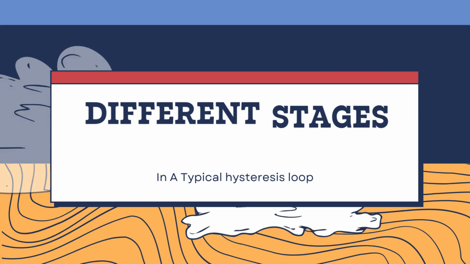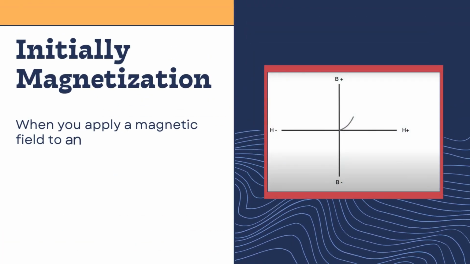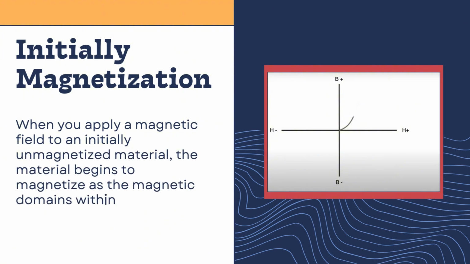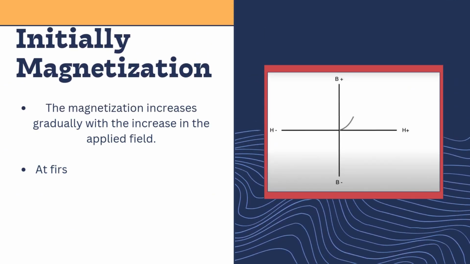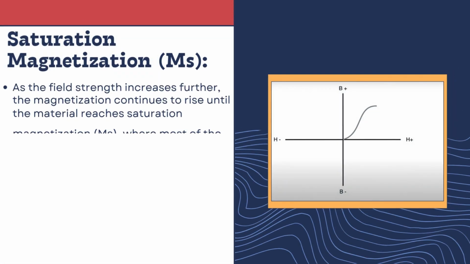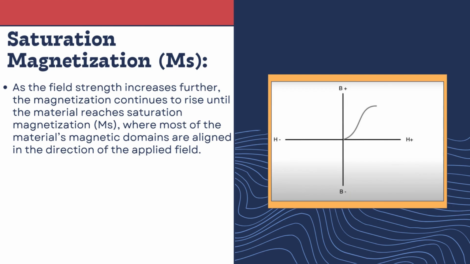When you apply a magnetic field to an initially unmagnetized material, the material begins to magnetize as the magnetic domains within it align with the field. The magnetization increases gradually with the increase in the applied field. At first, this increase is linear or nearly linear as the magnetic domains are oriented with the field. As the field strength increases further, the magnetization continues to rise until the material reaches saturation magnetization, where most of the material's magnetic domains are aligned in the direction of the applied field.